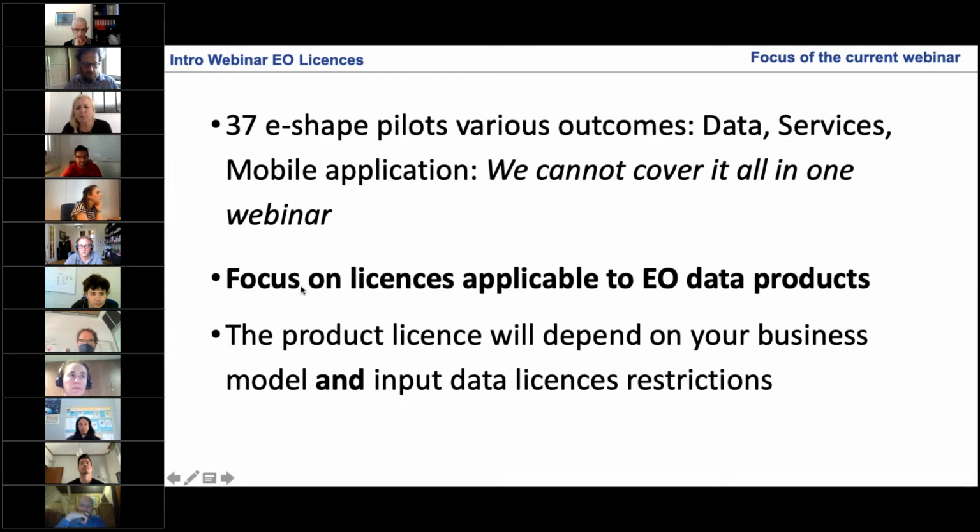So we decided to build this first webinar focusing on licenses which are applicable to Earth observation data products, meaning that here we exclude services, because licenses for applications are different from licenses for data. And the product license you might wish to attach to your outcome will depend, of course, on your business model, but it will also depend on the input data license restrictions.